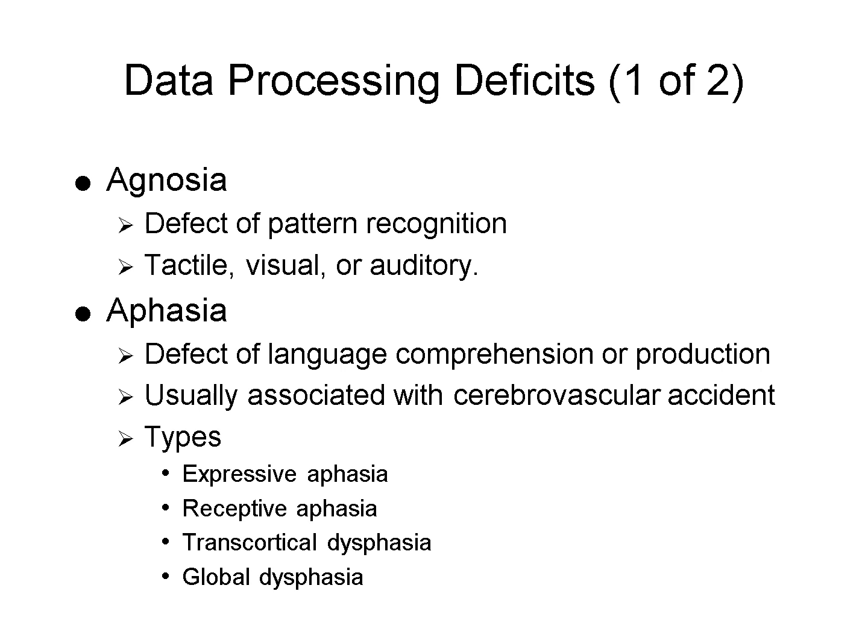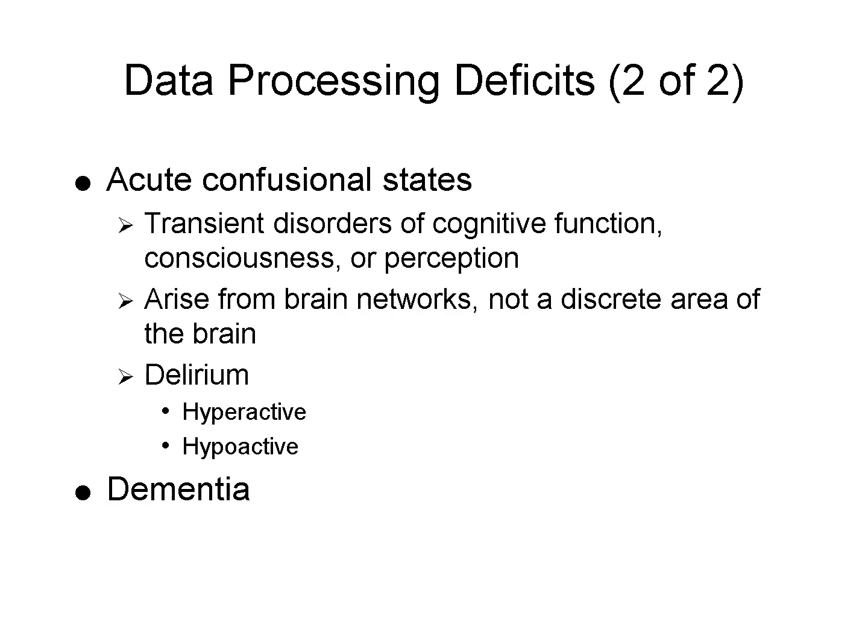Aphasia is a language deficit, often due to stroke, and can be categorized into types such as expressive aphasia, difficulty speaking, receptive aphasia, difficulty understanding, and global aphasia, which includes both. These deficits significantly impact communication and independence. Acute confusional states are transient disorders of awareness and cognition, typically due to disruptions in neural networks.